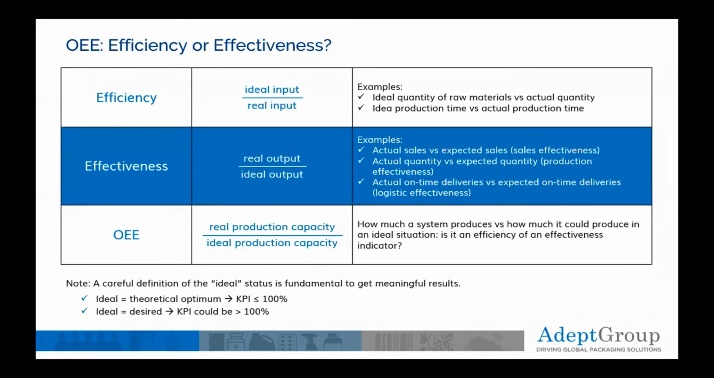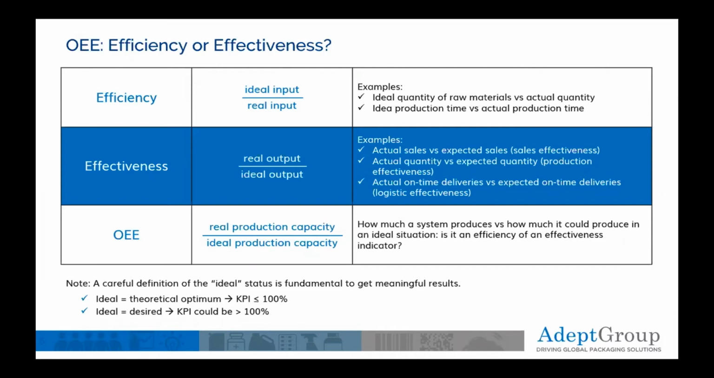Just a quick note also on what is ideal. If you set up your ideal target as the theoretical optimum, this means that your KPI, that could be the efficiency, effectiveness, OE, will never be lower than 100%. In other situations, you might say that your ideal target is what is desired, what is your target actually. In this case, you might be even better than your target. You might perform better than your target. So the KPI could be higher than 100%.